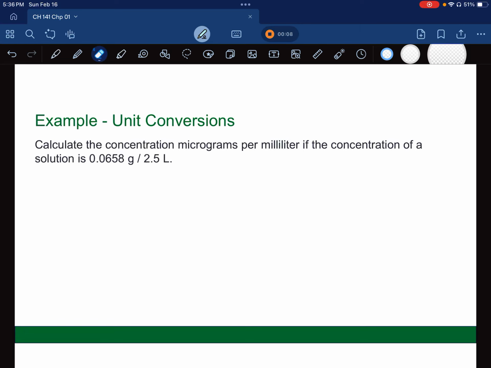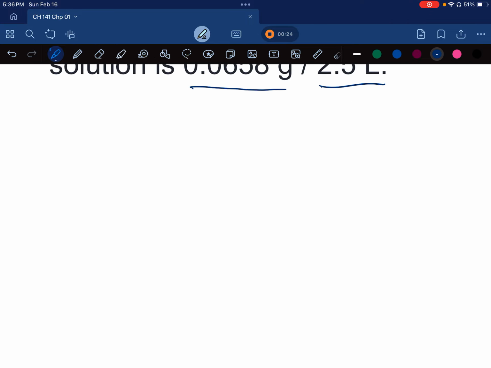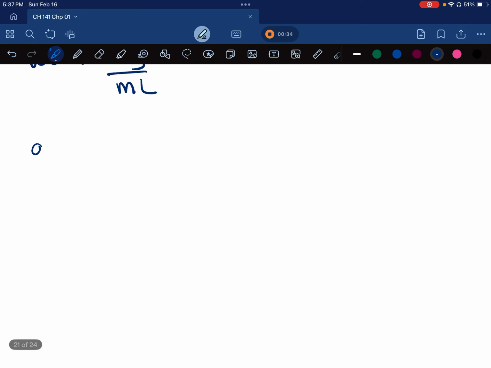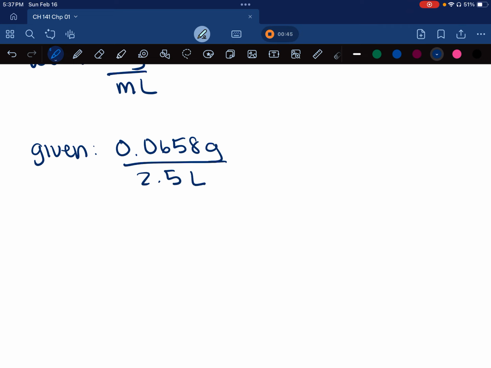All right, today we're trying to calculate the concentration in micrograms per milliliter if the concentration of a solution is 0.0658 grams per 2.5 liters. So first, we want to identify explicitly what we want, right? We're looking for units of microgram per milliliter. And what we're given to work with is a concentration of 0.0658 grams per 2.5 liters.